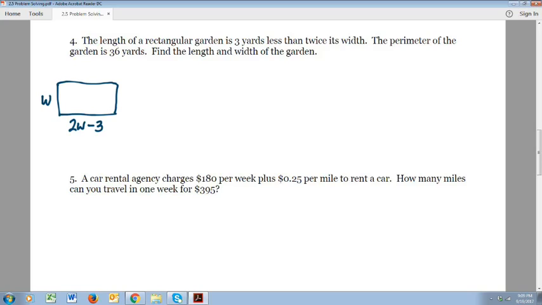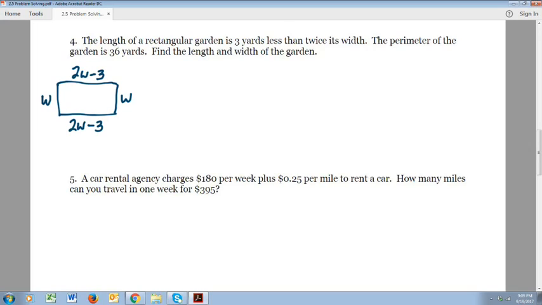So if we can label the length using w, in other words, we write it as 2w minus 3, then we're just using one variable, which is what we want. So I don't need to write w for the width and l for the length. I can write the length as 2 times the width minus 3. Now I also know the opposite sides, w and 2w minus 3. And here it says the perimeter of the garden is 36 yards.